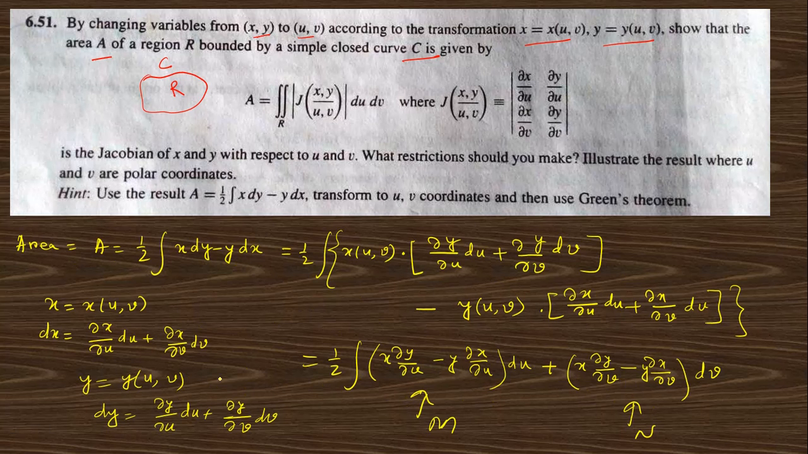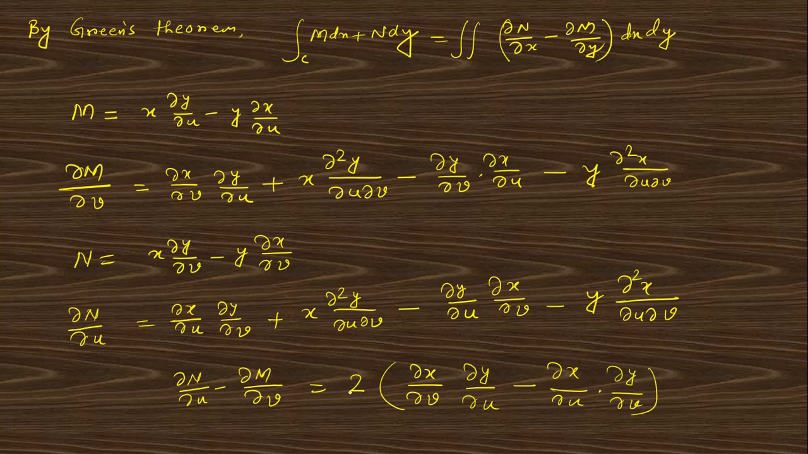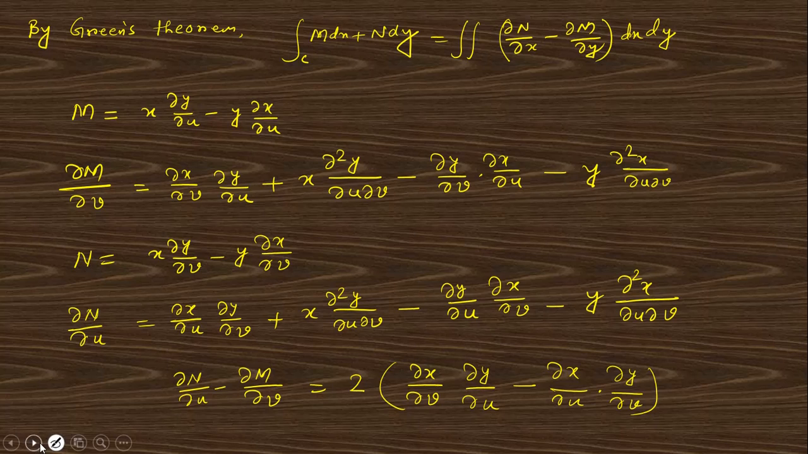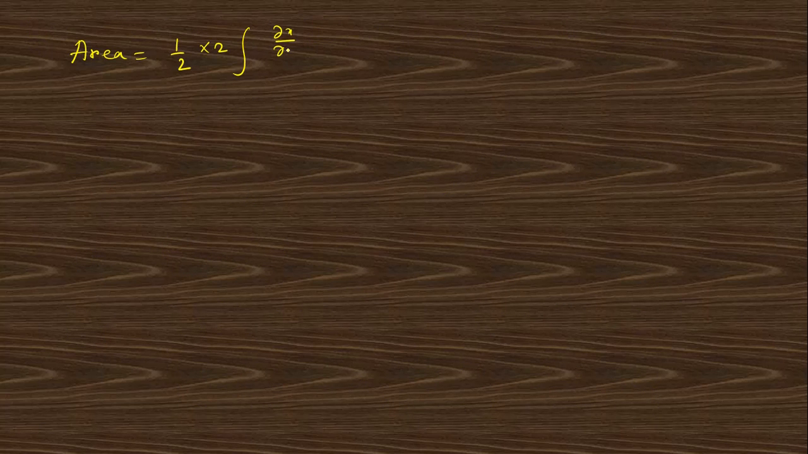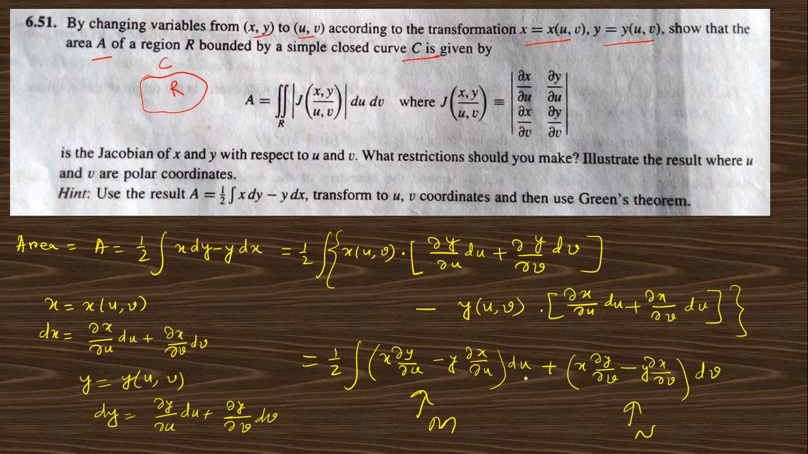And from Green's theorem, you know there is a half, so the area can be written as half, and this gives you this. So these two will cancel out, these two will cancel out, to the integration of this term: ∂x/∂v ∂y/∂u minus ∂x/∂u ∂y/∂v, into du dv, since we already changed the variables.